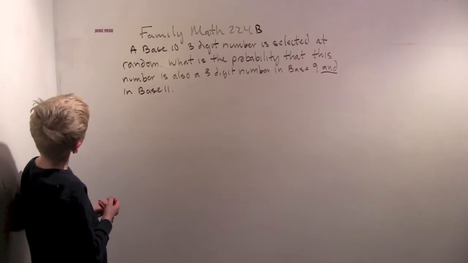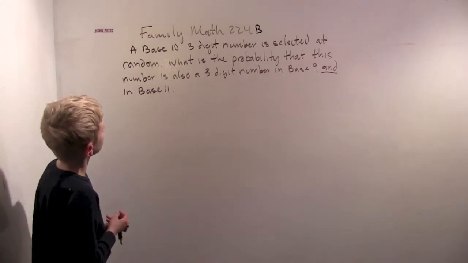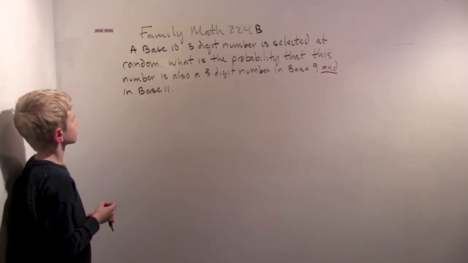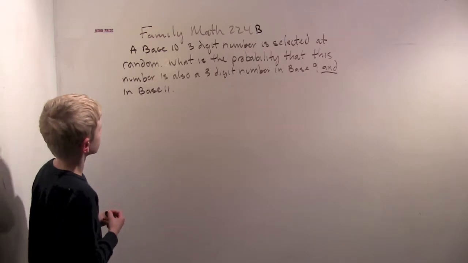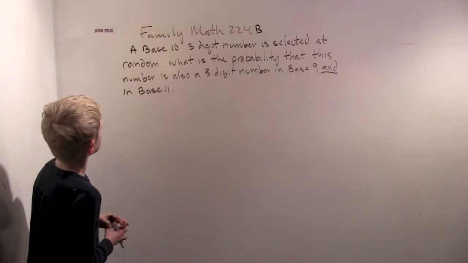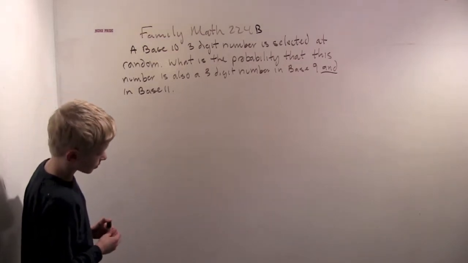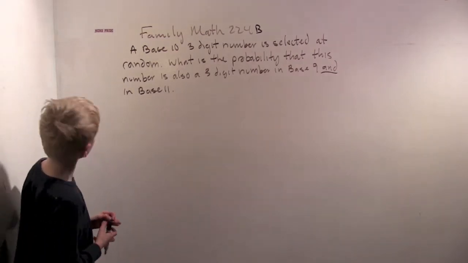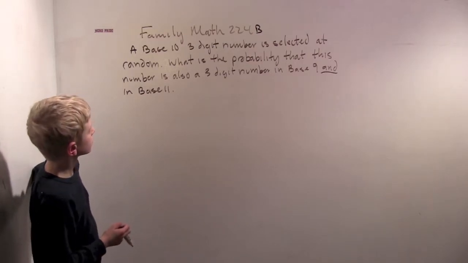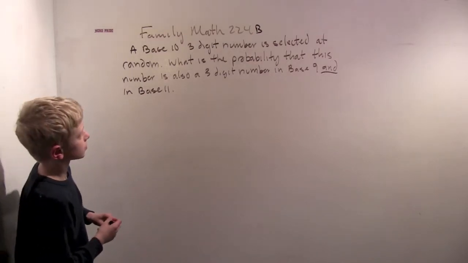A little bit. Okay. So it says a base 10 three-digit number is selected at random. What is the probability that this number is also a three-digit number in base 9 and in base 11? Do you understand the problem? Yeah. All right, what do you have to do to get the answer to this problem, to get that probability?